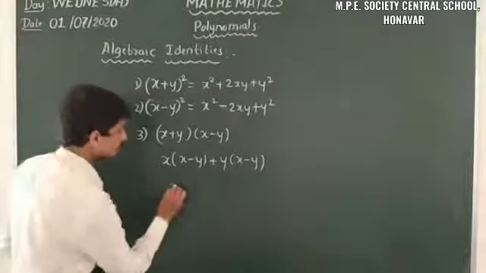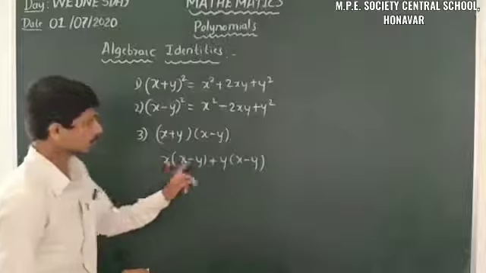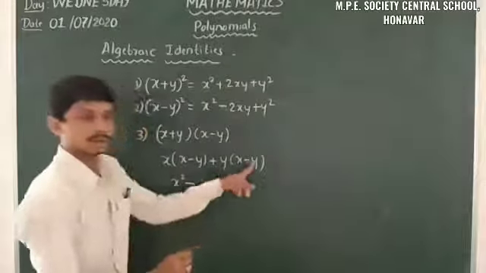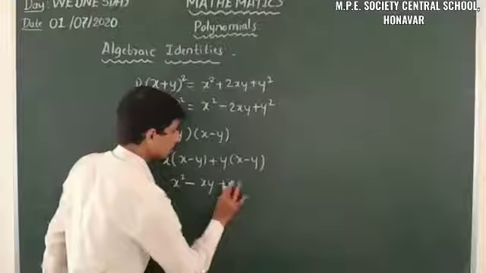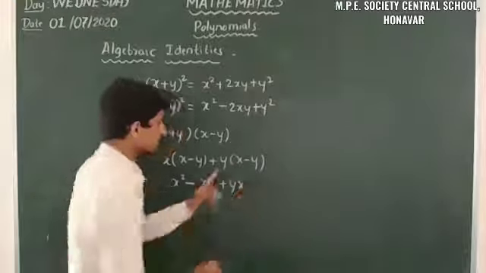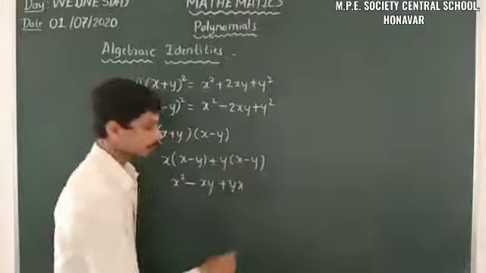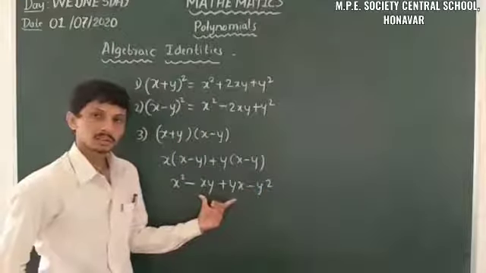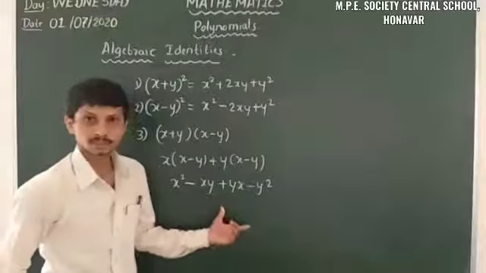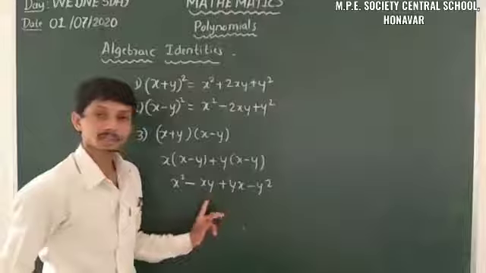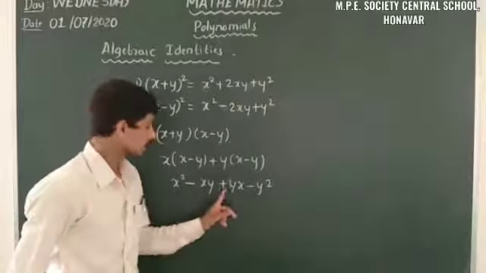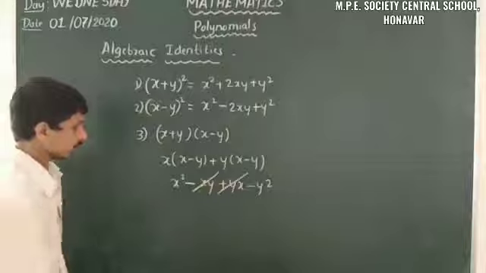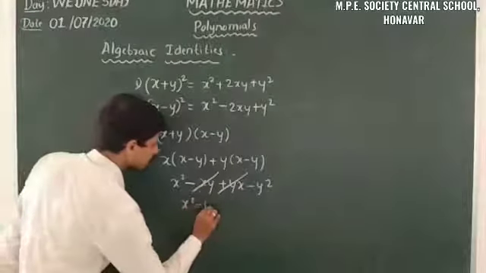So here x into x is x square, minus x into y, that is xy, plus y into x, plus y into x here. Then y into minus y, that means minus y square. So we already know that xy is equal to yx, so both are the same here. There is a plus sign here and a minus sign. Plus yx minus yx gets cancelled here. So that means x square minus y square.